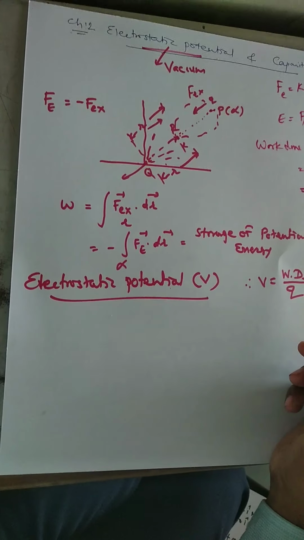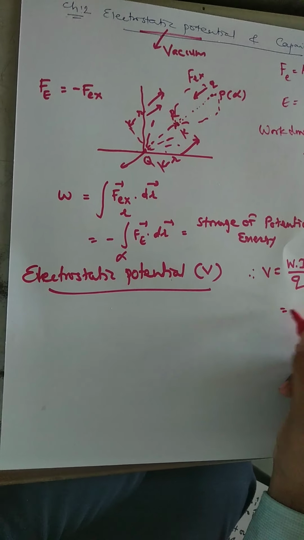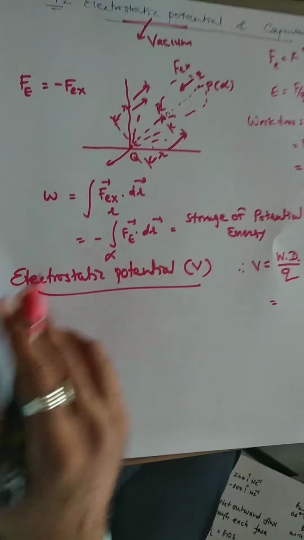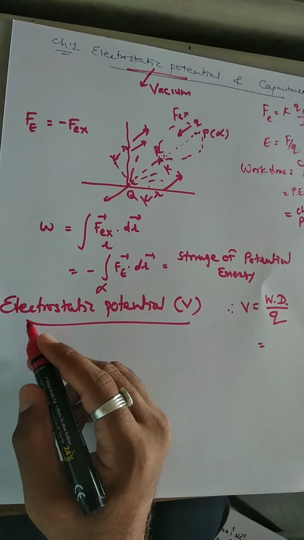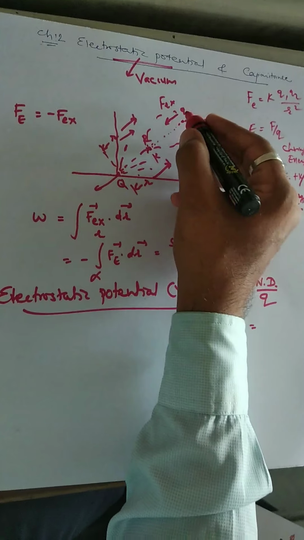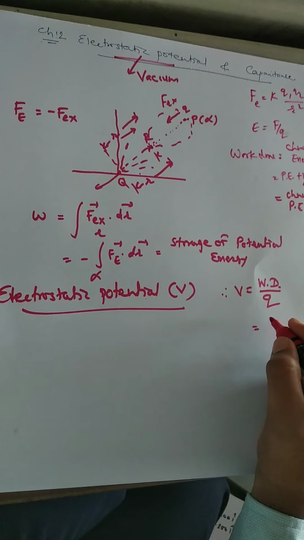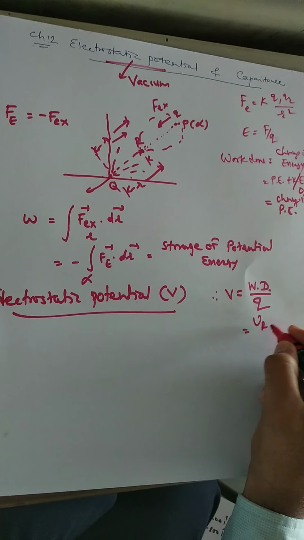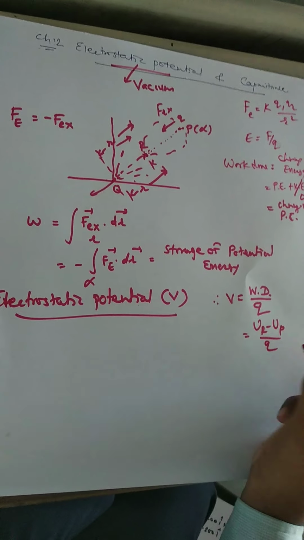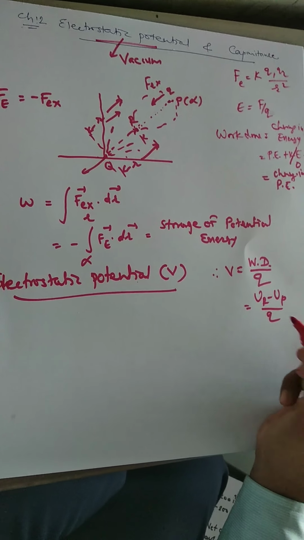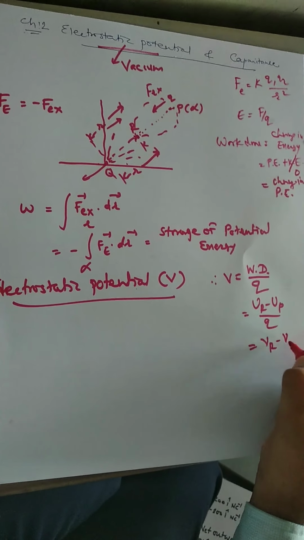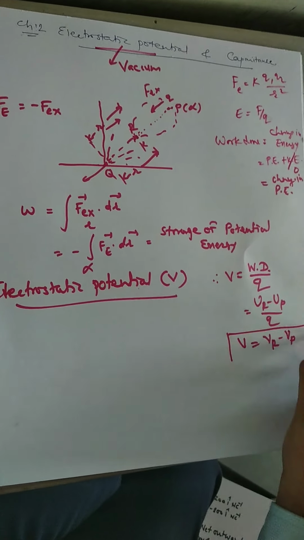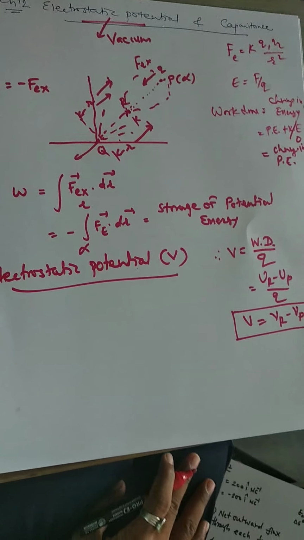So V is equal to work done upon Q, that is a unit charge, and as the work done is a storage of potential energy. So if I consider this point P, consider point R, I can write it as UR minus UP upon Q. Okay, so that is VR minus VP. So that is your electrostatic potential V.